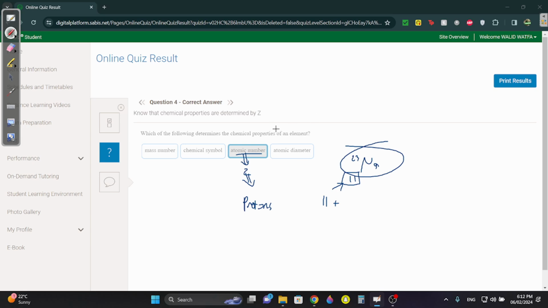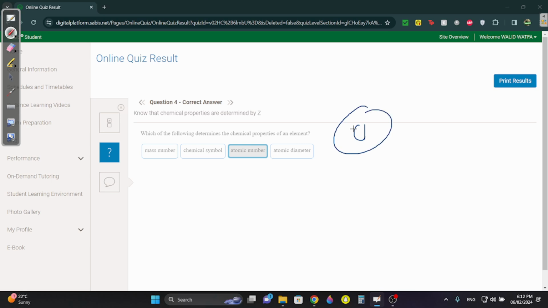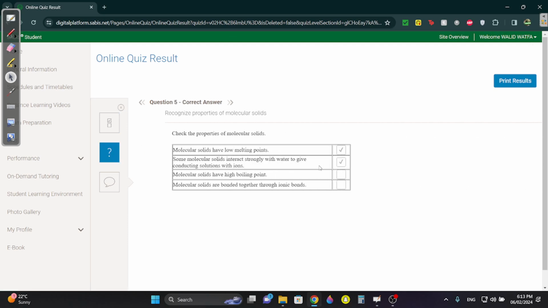So how will you know the chemical properties of an element? Based off of the atomic number. That's how you know. If I told you, for example, atomic number 17, immediately if you go to the periodic table, you know it's chlorine. If I told you atomic number 16, you know it's sulfur. So what gives you the chemical properties of an element is always going to be the atomic number, since it gives you the number of protons.